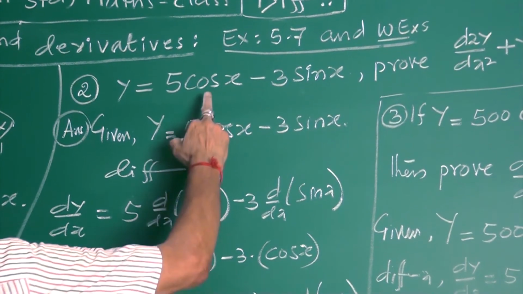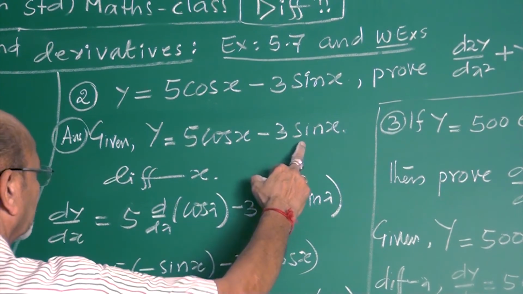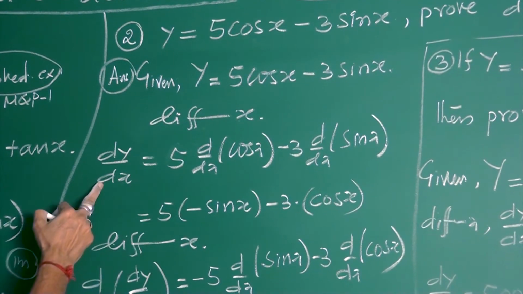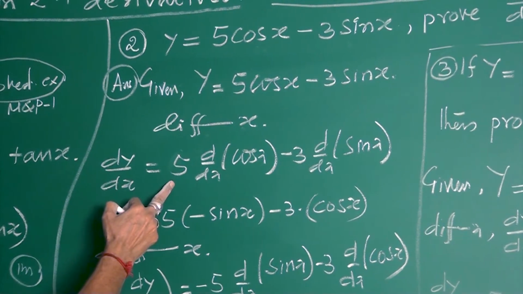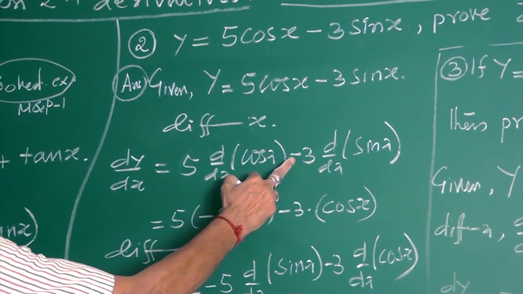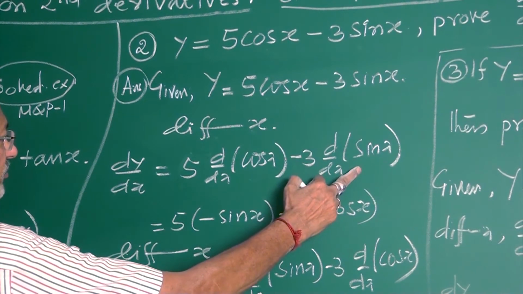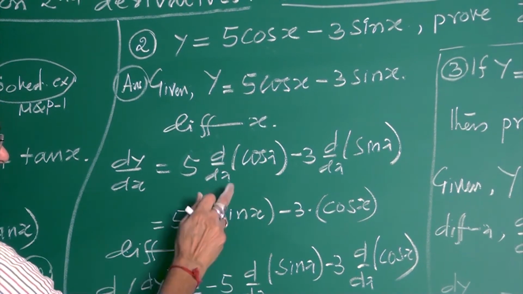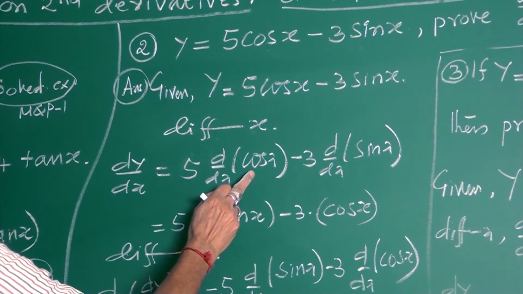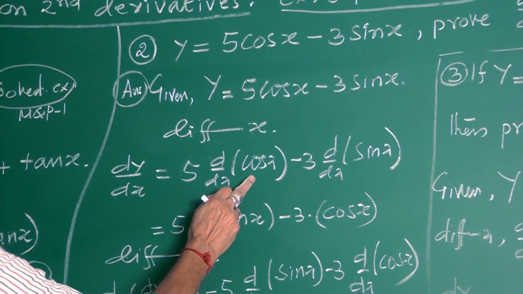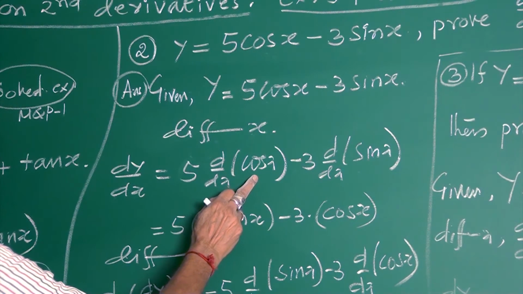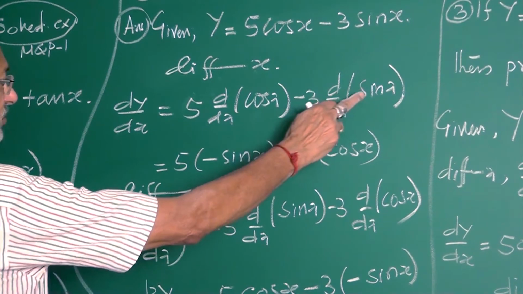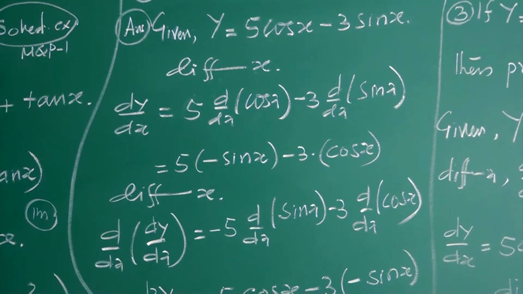Given y equal to 5 cos x minus 3 sin x. Differentiate with respect to x. dy by dx is 5 into derivative of cos x minus 3 into derivative of sin x. My friends, instead of writing directly from here to here, I have written this supportive step. It supports you. 5 into derivative of cos is minus sin x, minus 3 into derivative of sin x is cos x.